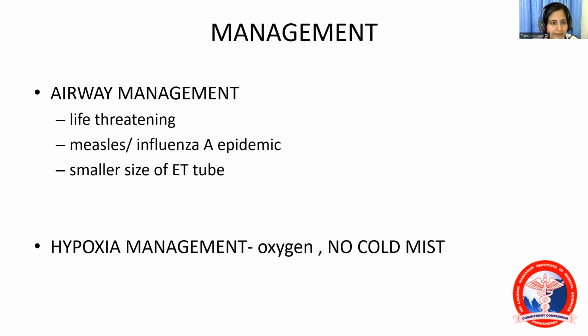If the child comes with impending respiratory failure, you need to secure the airway. Keep in mind, because of infection of the upper airway, the laryngotracheobronchial structure will be very inflamed and edematous. So the structure's diameter is reduced and there will be narrowing of the upper airway. So you need to choose a smaller size of ET tube rather than the corresponding size. Then you need to manage hypoxia; if there is desaturation or any severe croup, you need to give oxygen. No cold mist.